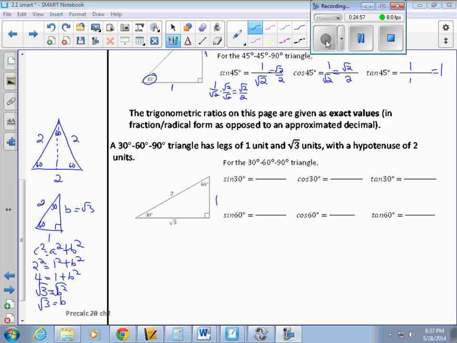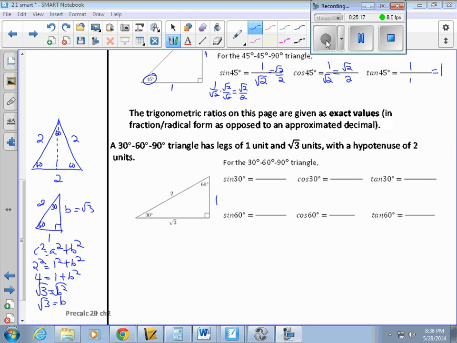So if you're ever confused where the 2, 1, and square root 3 go, you just have to remember the rules for the angles and sides in a triangle relationship. The smallest angle always has the shortest side, the middle angle will have the middle measurement, and the hypotenuse always has the longest side.